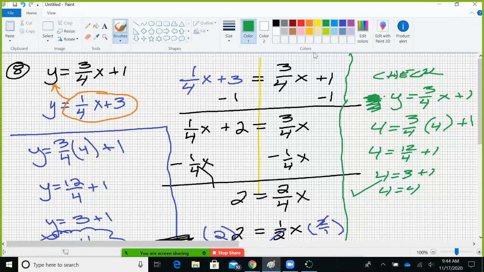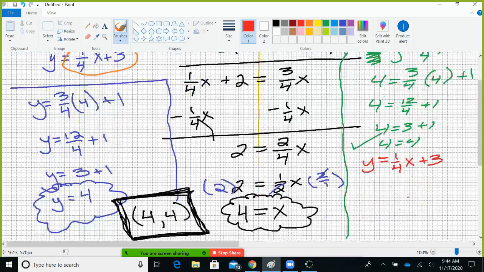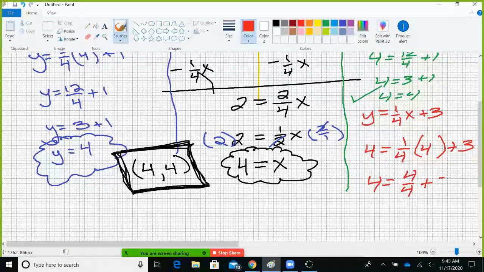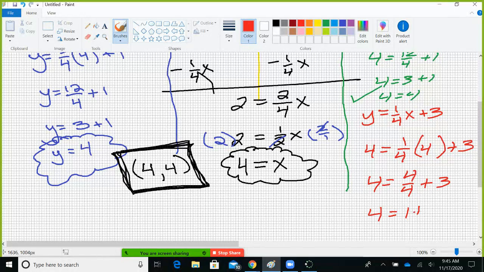Now we're going to check our other one, which is y equals 1/4 x plus 3. So where did my cursor go? 4 equals 1/4 times 4 plus 3. 4 equals 4/4 plus 3. 4 equals 1 plus 3. 4 equals 4. That checks out. Yes! Nailed it.